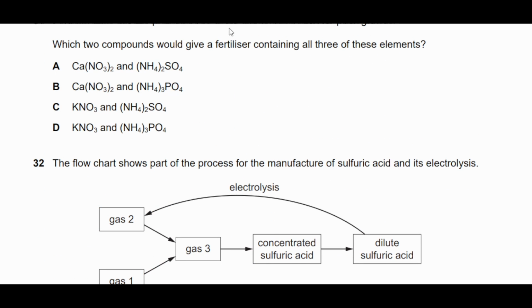Fertilizers are used to provide 3 of the elements needed for plant growth. Which 2 compounds will give a fertilizer containing all 3 of these elements? So, the 3 elements is NPK. So we use NPK fertilizers. Okay, so which of these has all N, P, and K? So N, P, K. This is D.